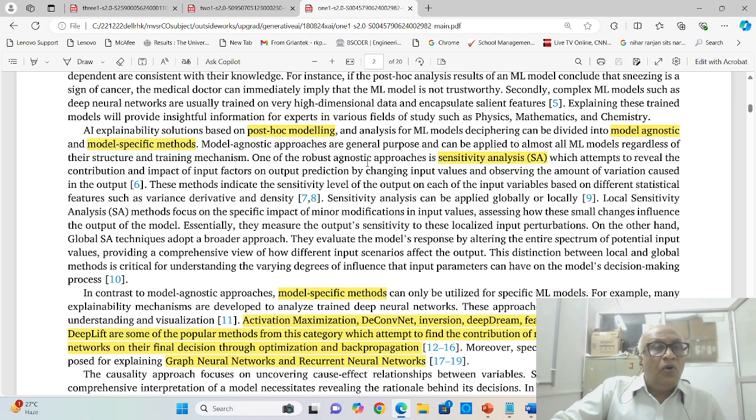So, if you are using post hoc modeling, then your analysis can be divided into model agnostic and model specific methods. You can just say this is the dichotomy of explainable AI methods. One can be model agnostic method and one can be model specific method. Very popular model agnostic method is sensitivity analysis. So what it does is it checks the impact of say a parameter, say a feature, say a variable on the overall predictions, by making variations in that.